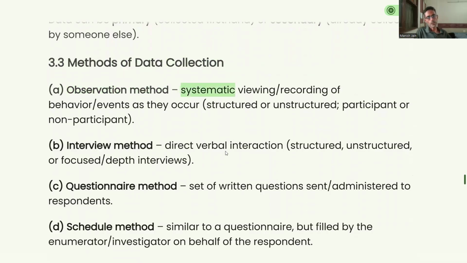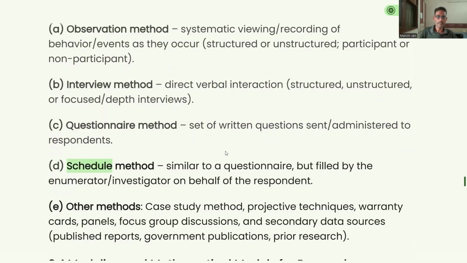Observation method: systematic viewing and recording of behavior and events as they occur; structured or unstructured, participant or non-participant. B. Interview method: direct verbal interaction; structured, unstructured, or focused depth interviews. C. Questionnaire method: a set of written questions sent to and administered to respondents. D. Schedule method: similar to a questionnaire, but filled in by the enumerator or investigator on behalf of the respondent.